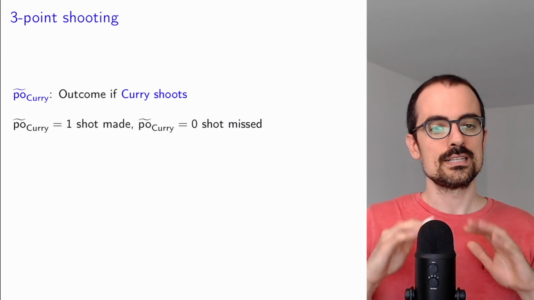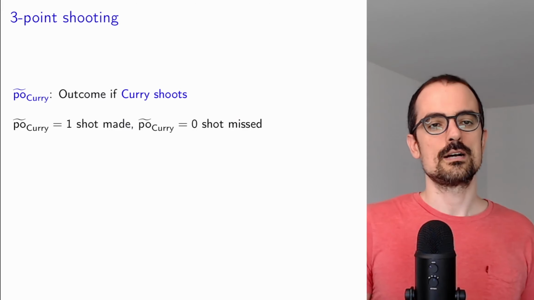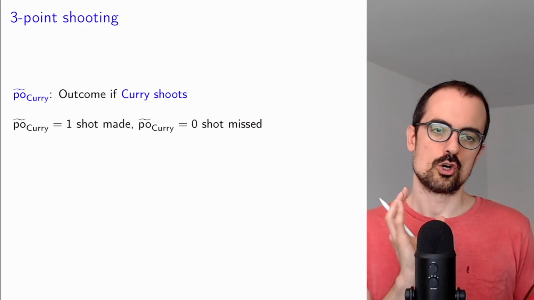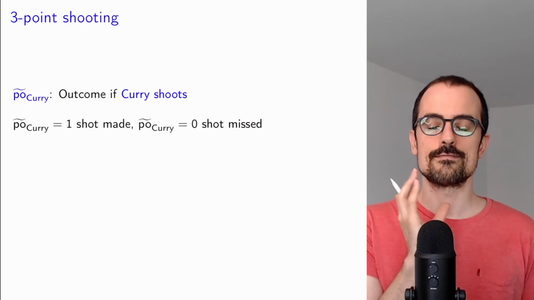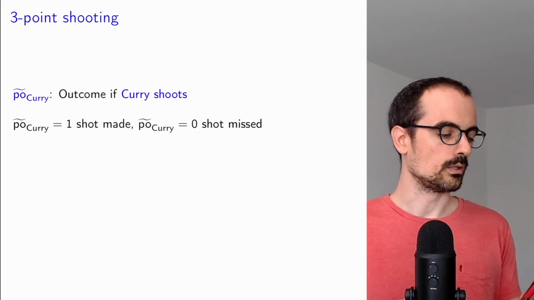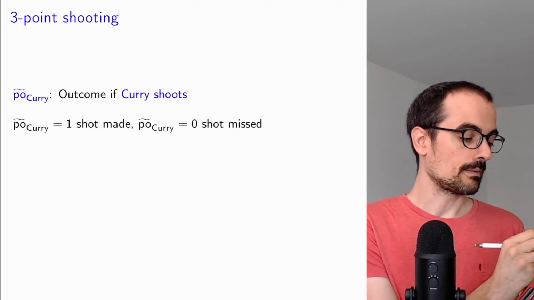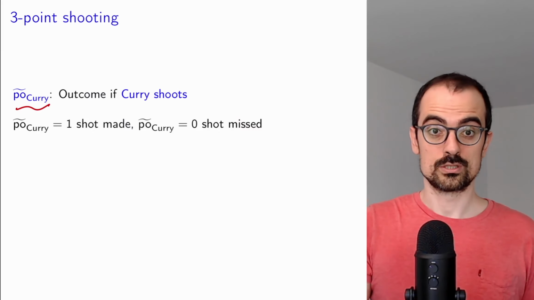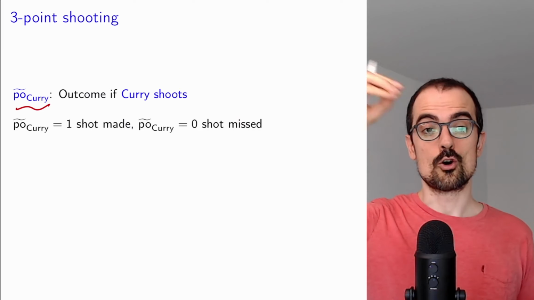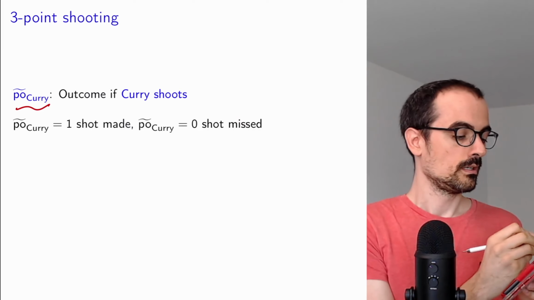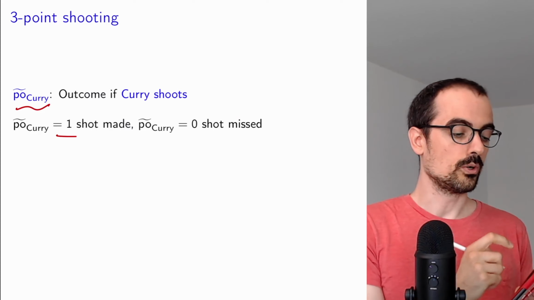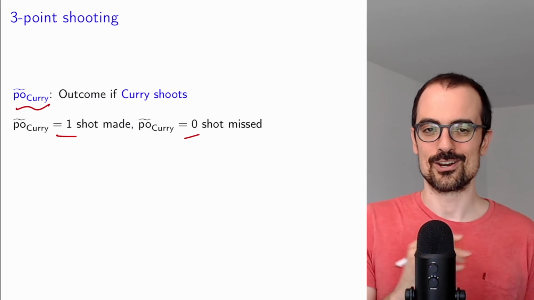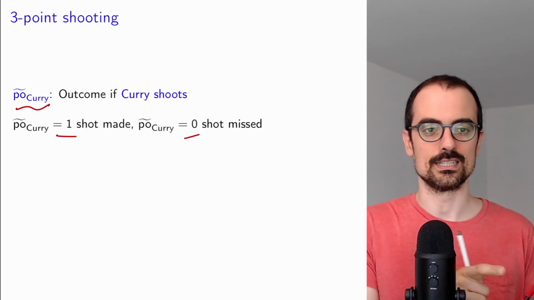With 3-point shooting, same thing. The potential outcomes represent situations in which only one of the values of the treatment would occur. The potential outcome associated to Curry is the outcome if Curry shoots for all possible shots, regardless whether Curry or Lee actually took that shot. It's equal to 1 if the shot was made and 0 if the shot was missed when Curry was taking that shot. And again, a lot of this, as we will see in a moment, is hypothetical.